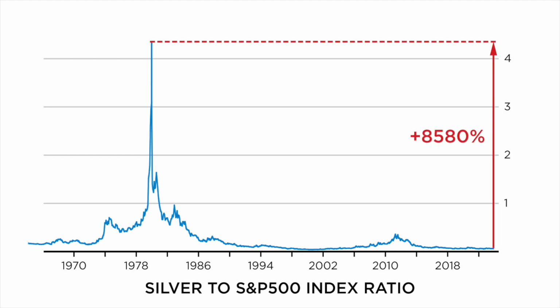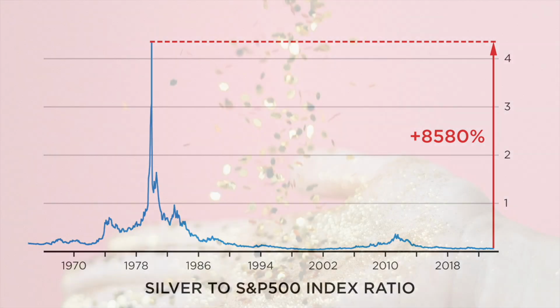In order for it to retrace its 1980 ratio with the S&P 500 index, it would need to rally no less than 8,580%. That's right, 8,580%. I know it sounds absurd, but since silver has already been there, there is nothing preventing it from happening. It would simply be doing what it has already done in 1980.